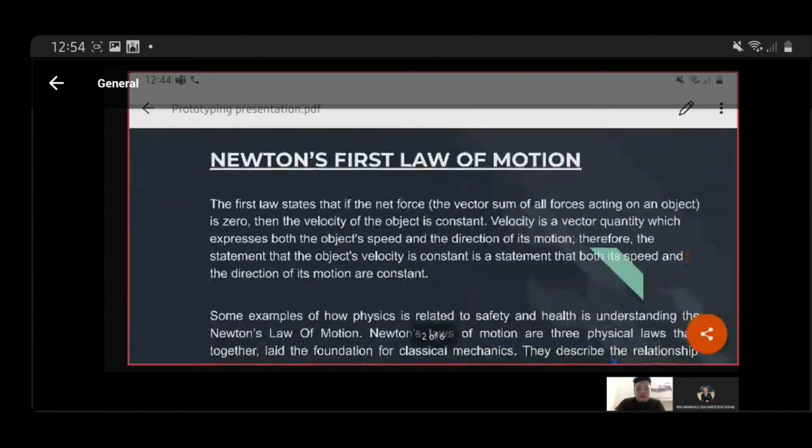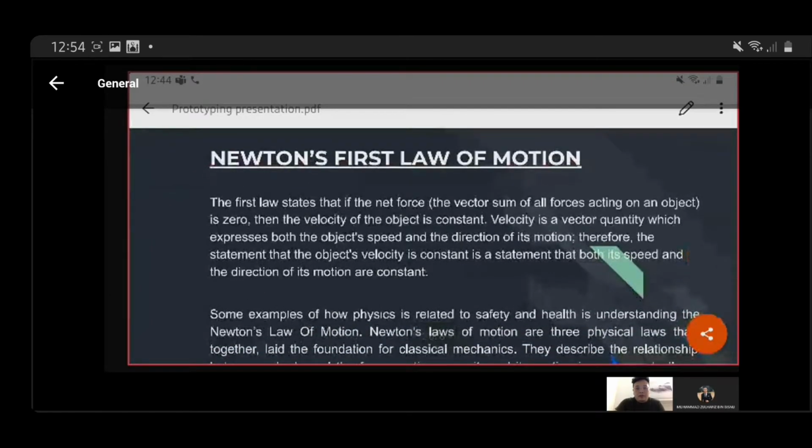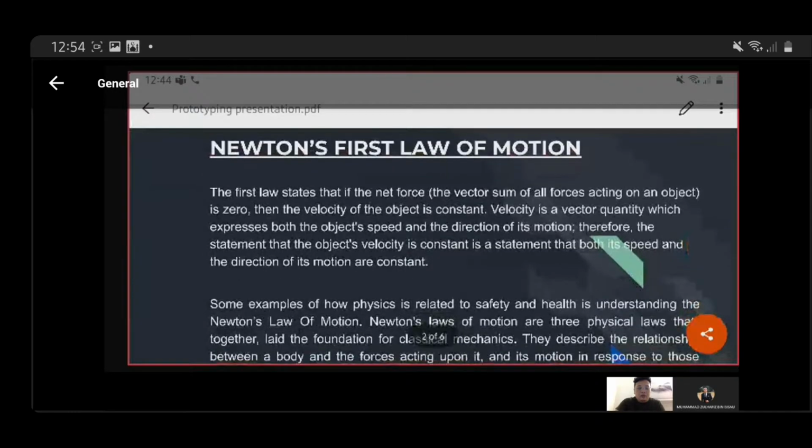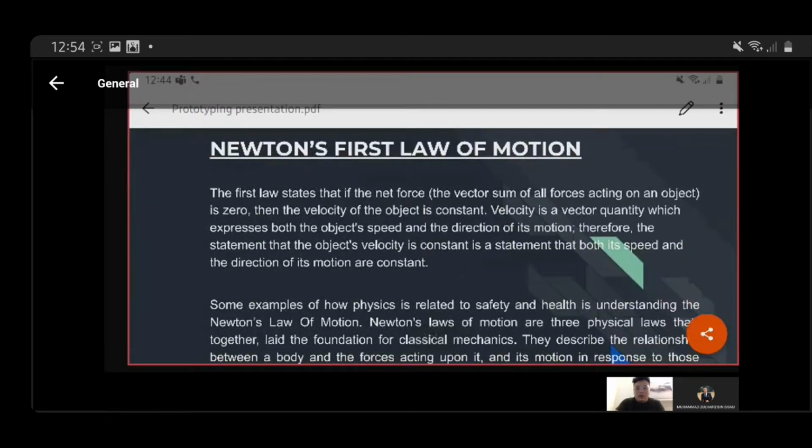All right. First of all, physics is very important in our daily lives. In order for us to understand how certain things happen, we have to know the physics behind everything. So it is also every bit as important in OSH practice.